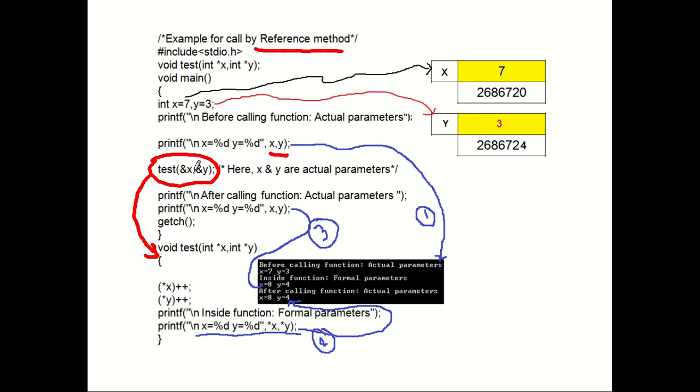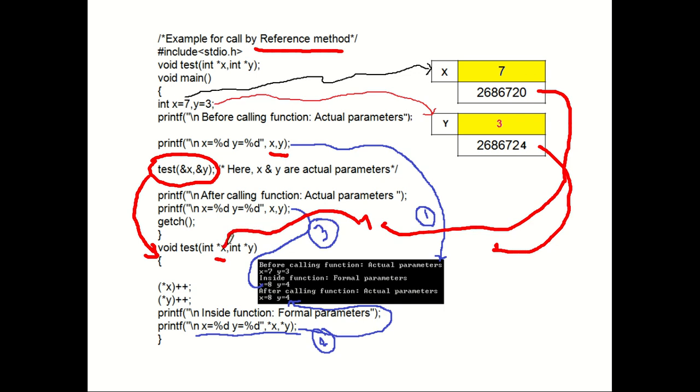Here we are passing the address of x. What is the address of x? The address of x is this value. This is the address of x, and this is the address of y. Star x indicates the value at this address. What is the value at this address? 7. So 7 is copied into x. What is the value at this address? That is 3. So the 3 is represented by y.